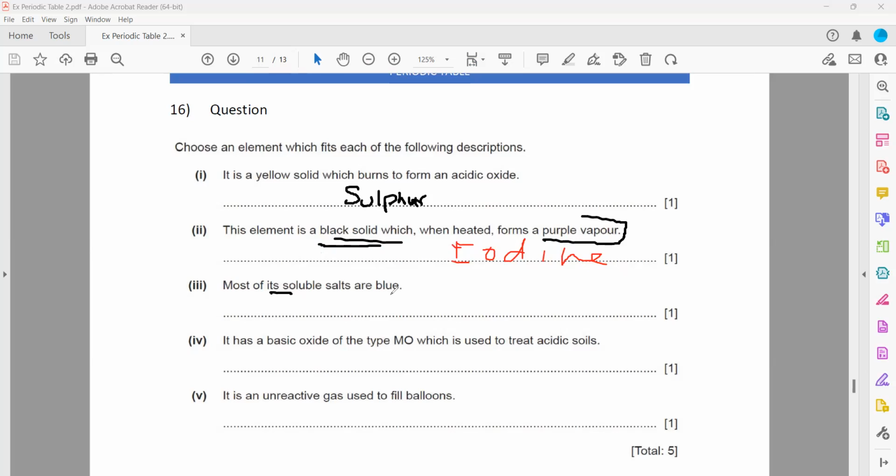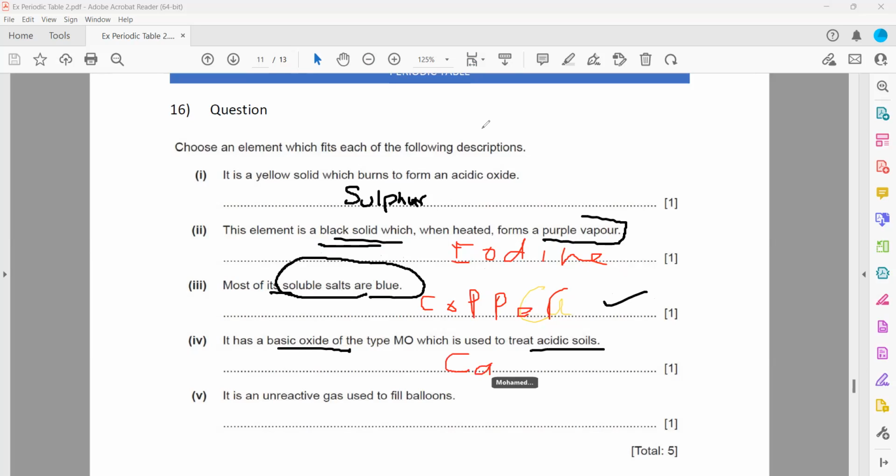Most of its soluble salts are blue. When this substance dissolves to make a salt solution, it will be blue. So copper is correct. It has a basic oxide, which is used for treatment of acidic soil. Again, this part is removed from the syllabus. Why not astatine? Because iodine forms a purple vapor, while astatine would form a different color, for example a black vapor, not purple. Iodine is a purple vapor.